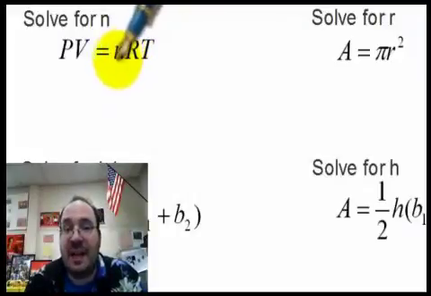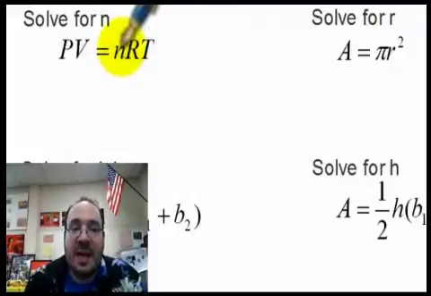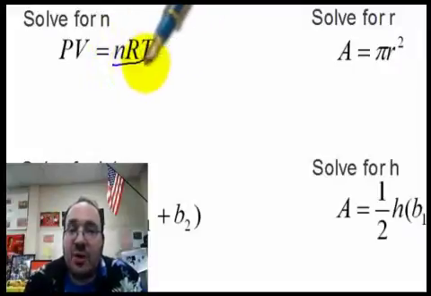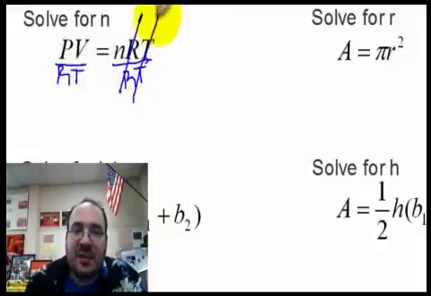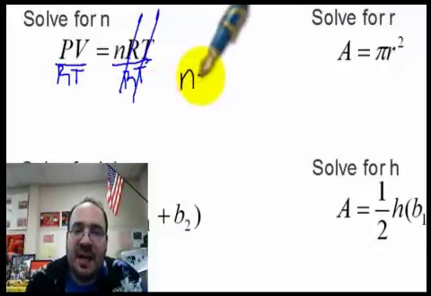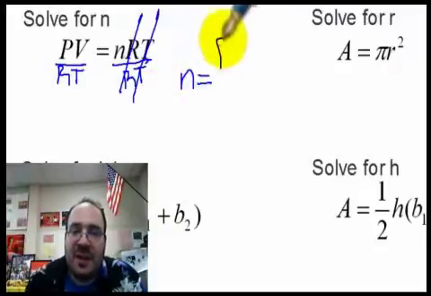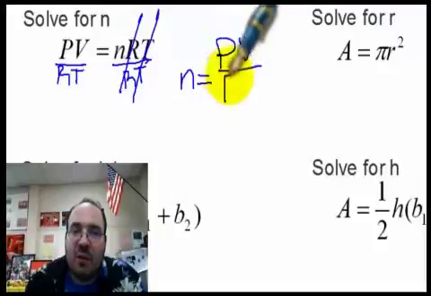And you'll have to do this a lot in chemistry. So N is being multiplied by R and T. So I could do this in one step and divide it by both R and T at the same time. And then cancel, cancel. And N, the number of moles, is equal to PV over RT.